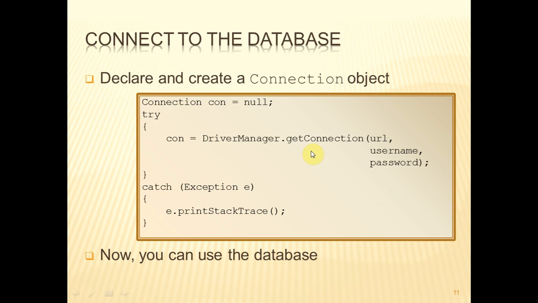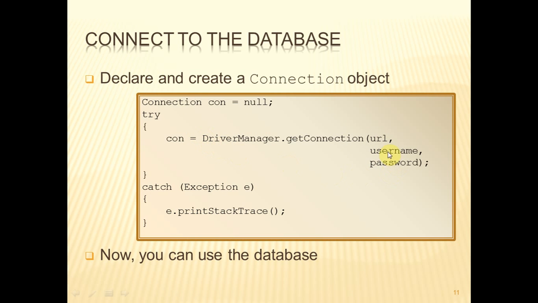To set up the connection from our program to the database, we need to do this. We declare a connection object, we're calling it con, which is initialized to null in this example. Then in a try-catch block, we attempt to get a connection. Remember the driver manager that we loaded earlier? We call DriverManager.getConnection and pass three parameters. The URL, that's what we prepared earlier. We know what it is. That is the URL of the database that we're connecting to. And then the username and the password for that database.